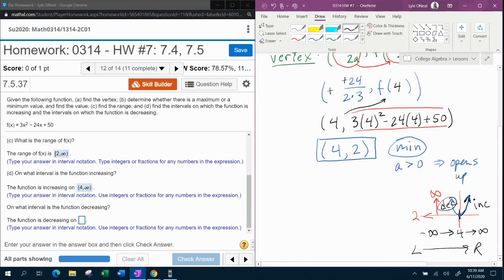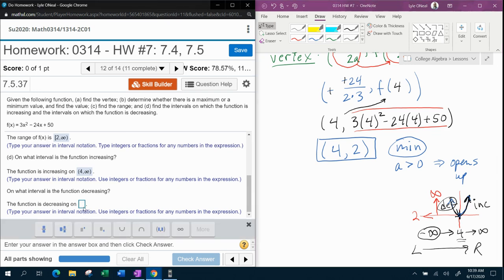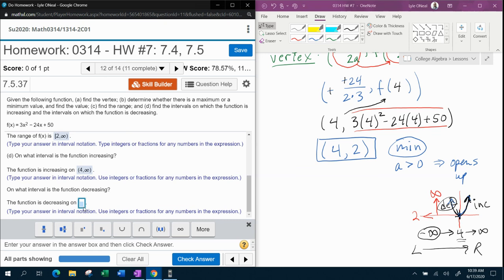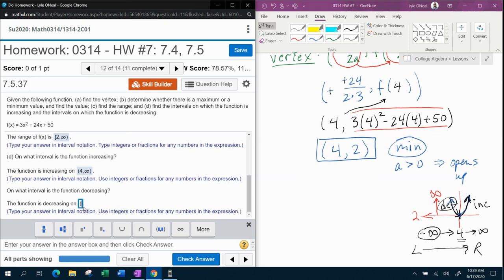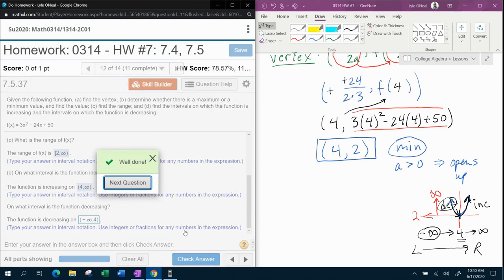So the decreasing, here this graph is coming down from minus infinity until it hits the vertex, which is at 4, and then it starts to increase. All right, so decreasing, we're going to have parenthesis, negative infinity up to 4. And remember, we never use brackets for increasing, decreasing, and constant.